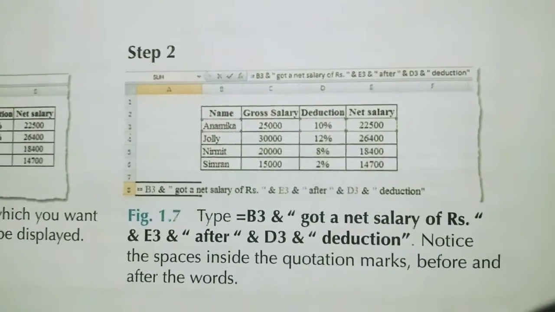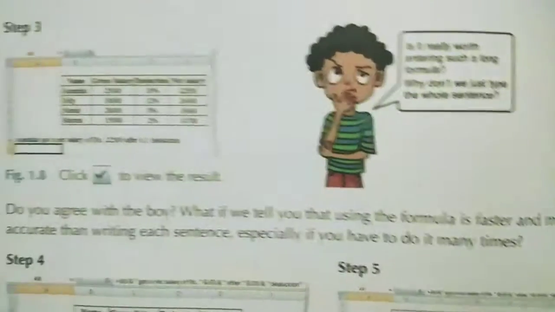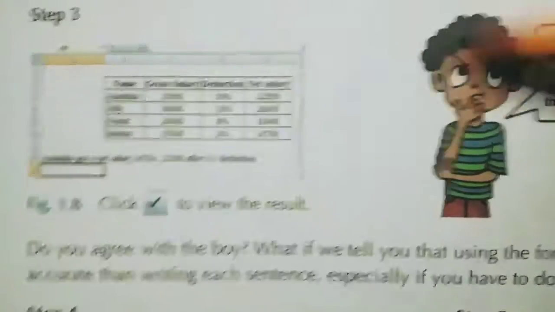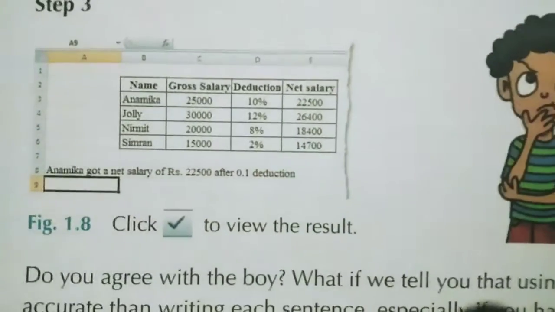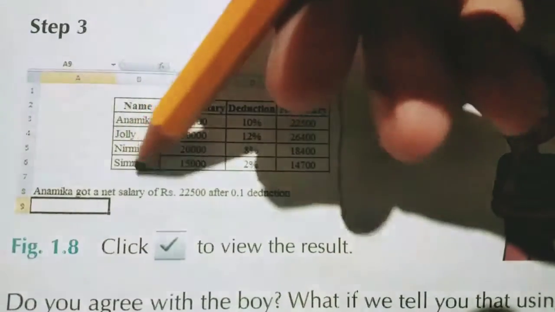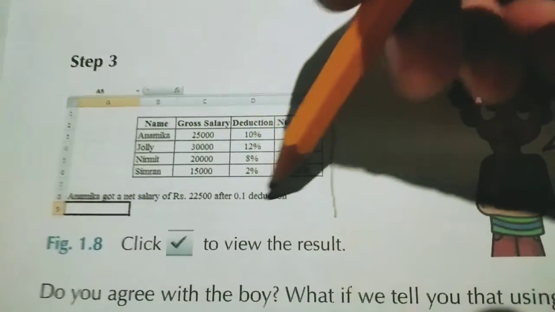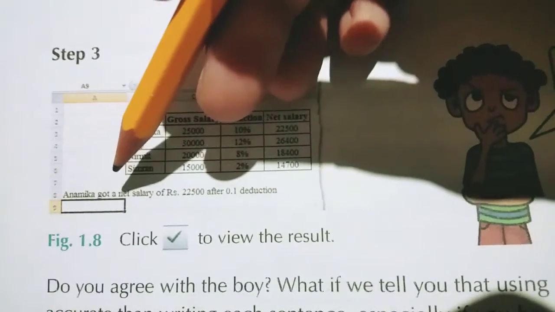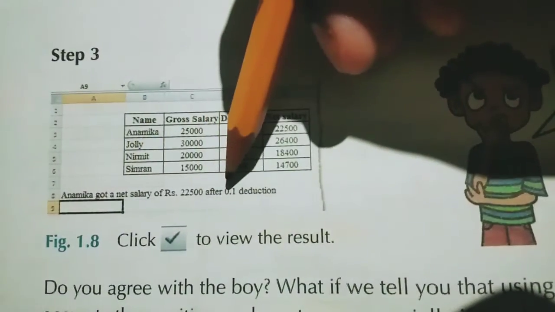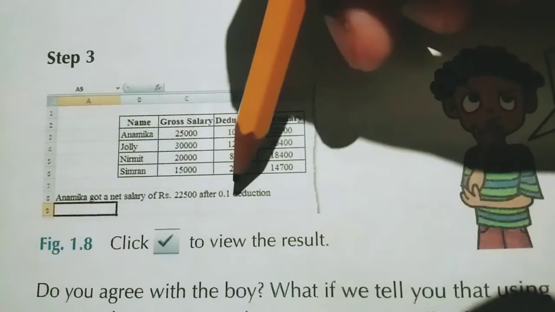Now you have to press the Enter key on the keyboard. Then what will happen? After you press the Enter key, the whole line is written here. That means Anamika got a net salary of rupees 22,500 after 0.1 deduction. See how it came. This is called concatenation, the joining of text. This is called a text formula. How can you join the letters and write one line, one sentence?